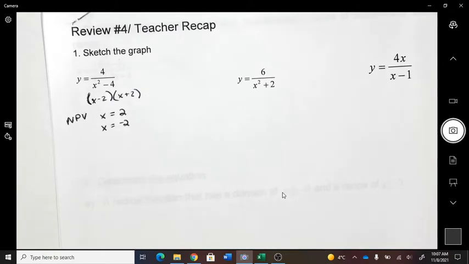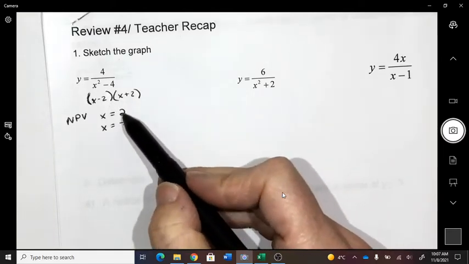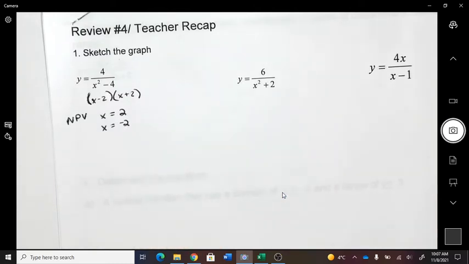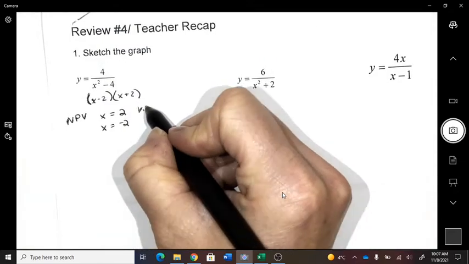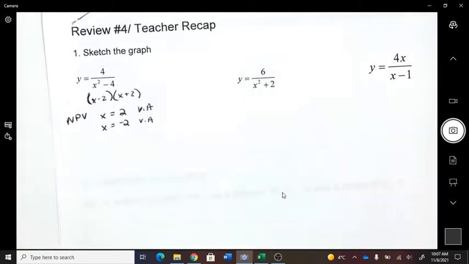Now, we have to think, is it making an asymptote or is it making a hole? So which one, what should we think? Does it cancel? Is there anything that cancels? Nope. So it's a vertical asymptote for both, actually.